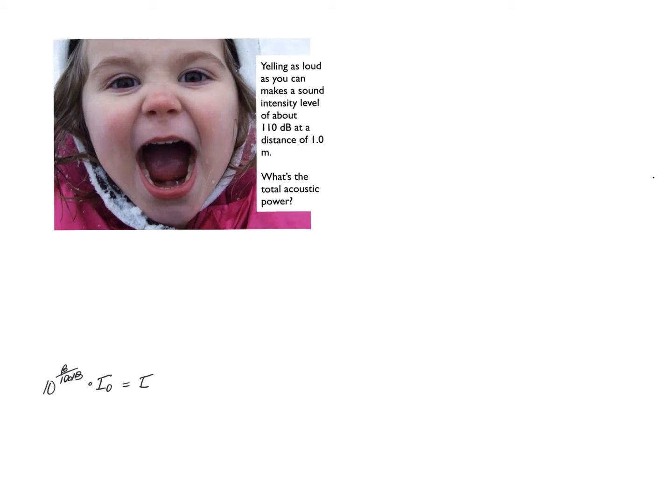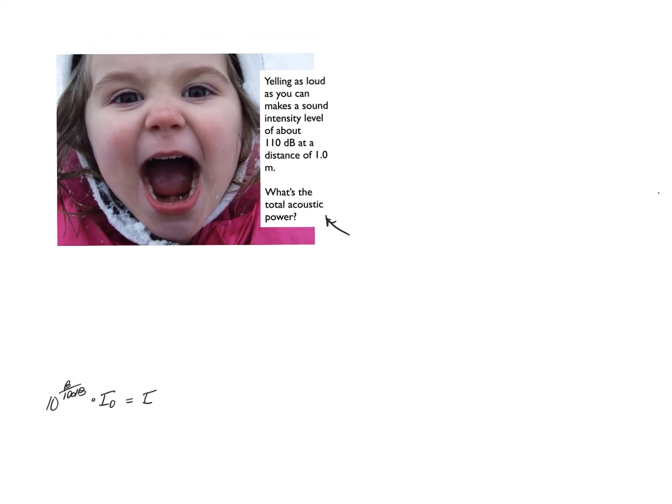When we talk about total acoustic power, we're just talking about the power of the source. It's this child, we're assuming, that is making the sound. They're making the acoustic sound, so they are the source of this power. And we know to find the power of a source, we use the equation I equals power of the source over 4 pi r squared. We know all those things except for I. We have I in terms of decibels, but we need it in watts per meter squared.